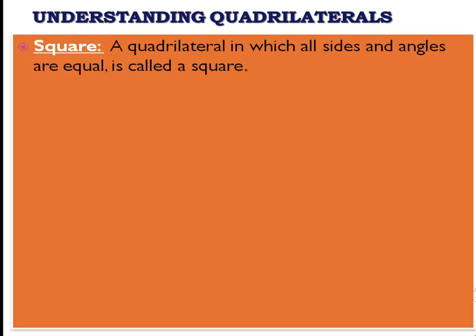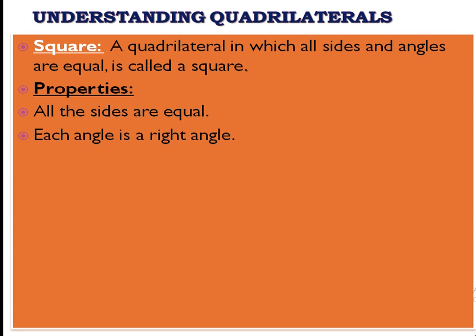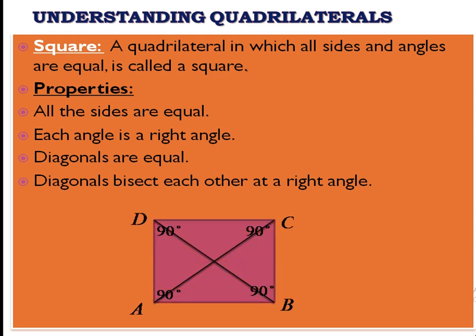Next, square. What is a square? A quadrilateral in which all sides and angles are equal is called a square. Let's see the properties of a square. Here it is. First property, all the sides are equal. Second property, each angle is a right angle. Third property, diagonals are equal. Fourth property, diagonals bisect each other at a right angle. Let's see the figure. ABCD is a square. Okay student.